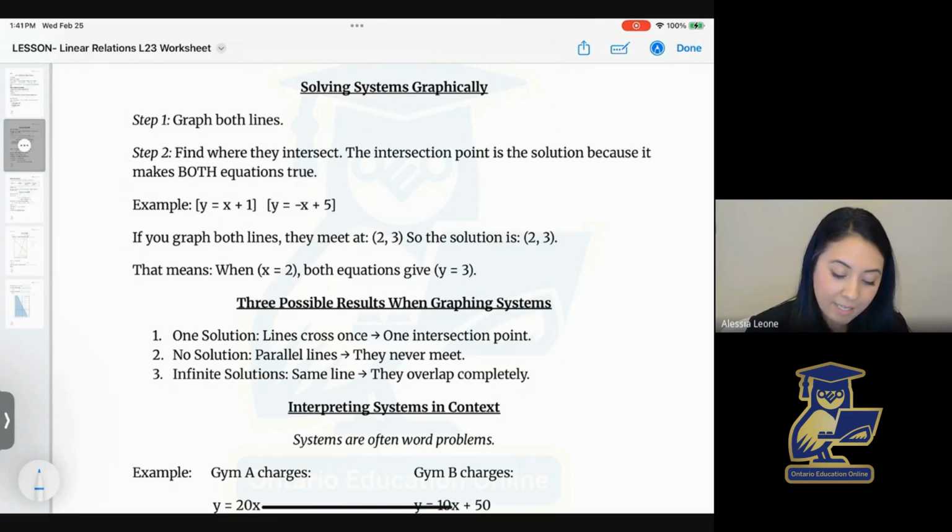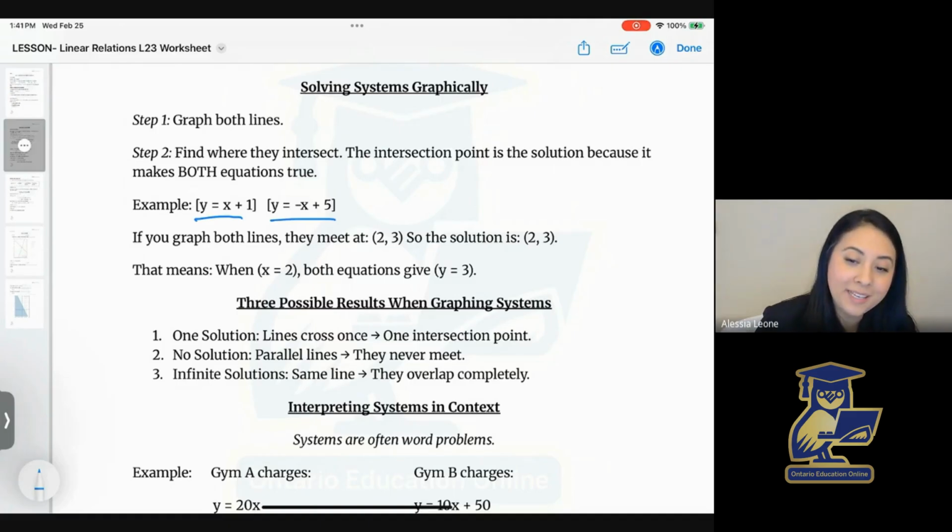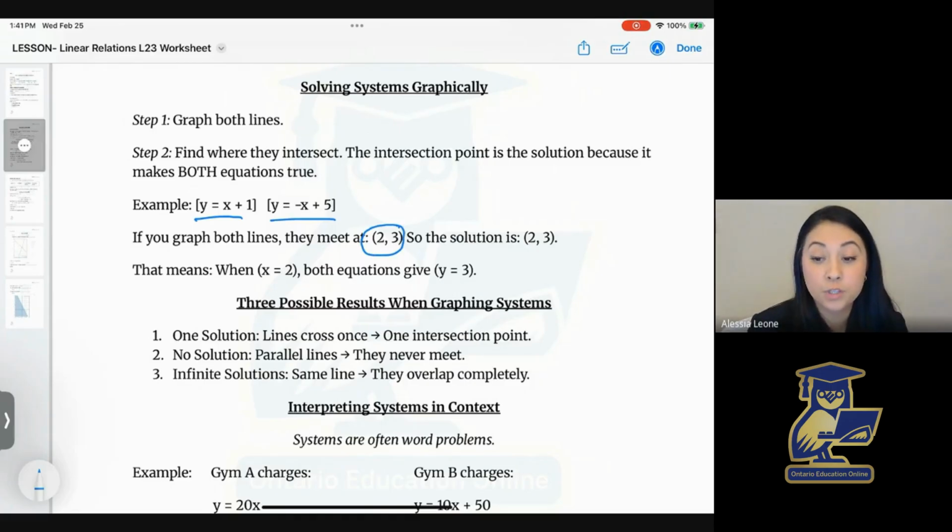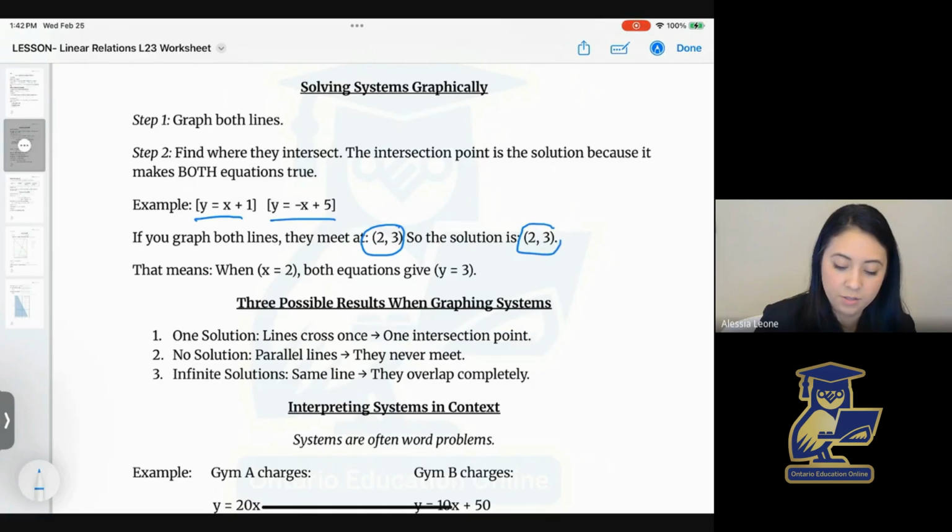So in the example there in brackets, we have two equations of a line. That means we are working with two lines. If you graph both of those lines on graph paper, the intersection, where they meet, is the coordinate 2, 3. So the solution of that system is 2, 3. That means when x is 2, both equations have a y of 3. That's where they're meeting.